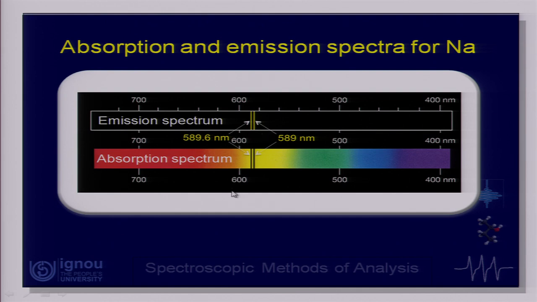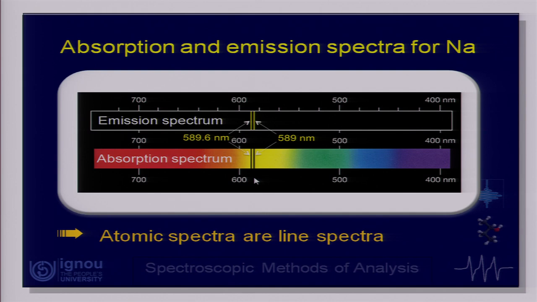On the other hand, if I talk about the atomic absorption by sodium metal, you find that the sodium atoms absorb only these two lines, and the rest come through. What we conclude from this is that atomic spectra are line spectra. Whether they are absorption or emission spectra, they are line spectra. That means there are distinct lines coming there, or distinct lines missing from the continuous range of wavelengths or frequencies emitted by the source.